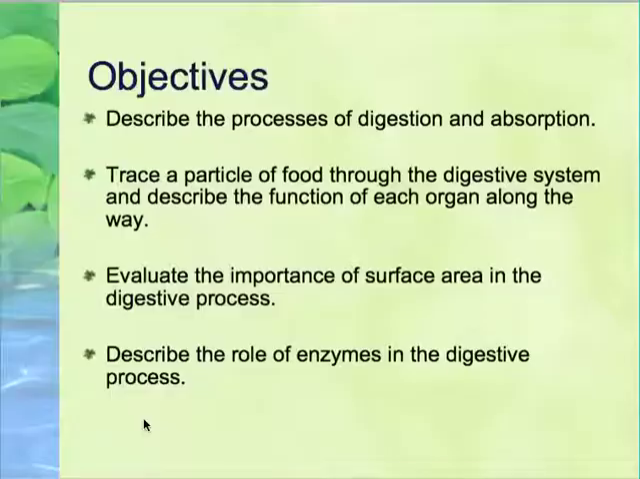So that's surface area. And finally, the role of enzymes in the digestive process is that enzymes, as we've already noted, help break things down in the digestive system. Each enzyme is specific to a different type of particle, which means we have thousands of different enzymes in our body and in our digestive system, each designed for a different thing.